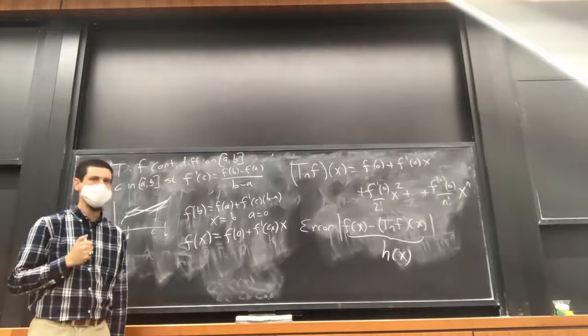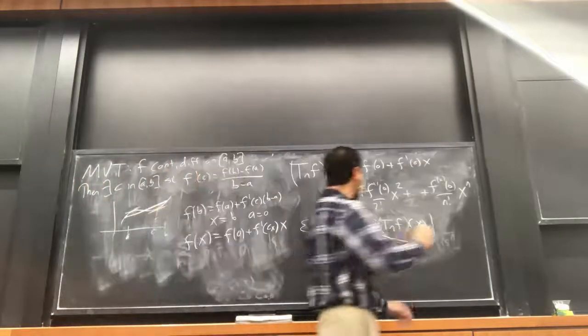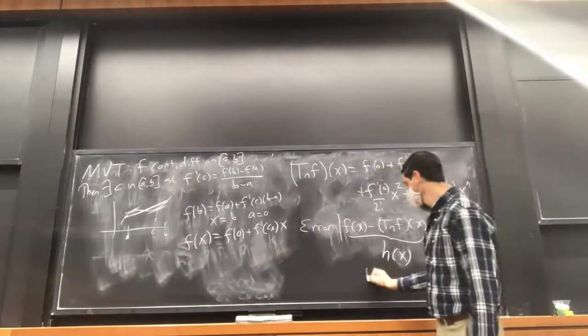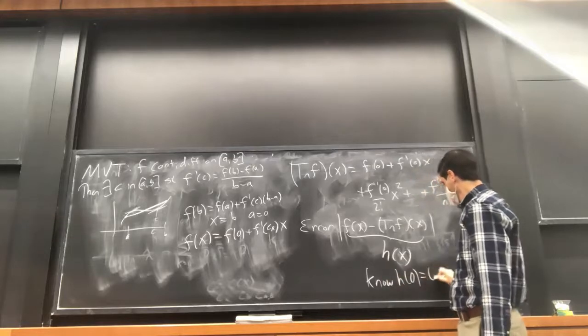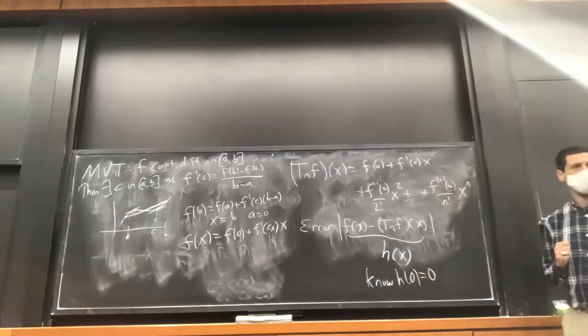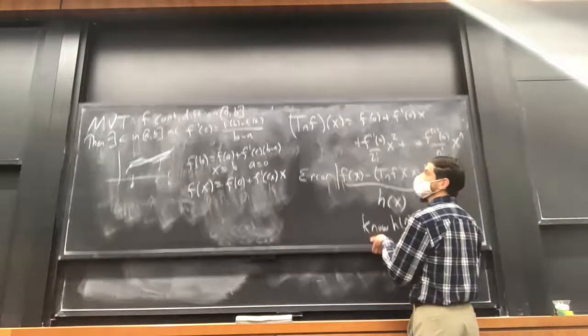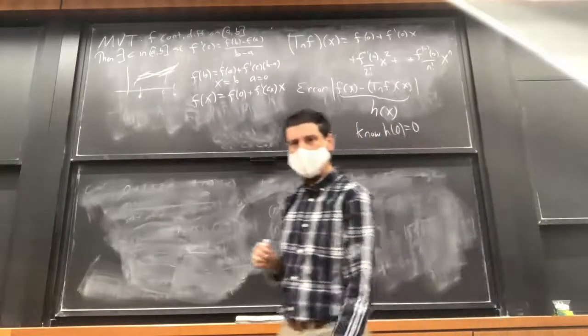One natural x to try: zero. If you plug in x equals 0, everything vanishes but f of 0. So we know that h of 0 is 0. There's no error at 0. And we want to know, as we start to move away from 0, what is the error?